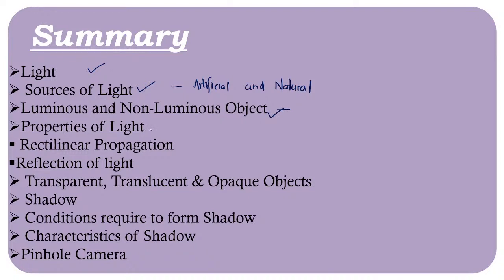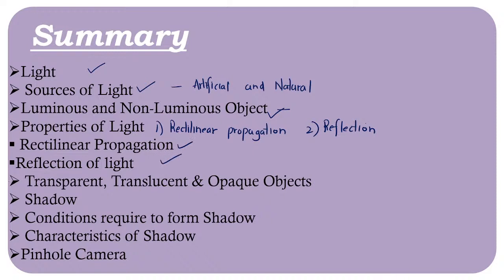Then we have seen properties of light. Two properties. One is rectilinear propagation. What is rectilinear propagation? Propagation of light in a straight line, traveling of light in a straight line, is called rectilinear propagation. Second property of light we have seen is reflection of light. The phenomenon of bouncing back of light when it strikes a smooth reflecting surface is known as reflection. These are the two properties we have seen.